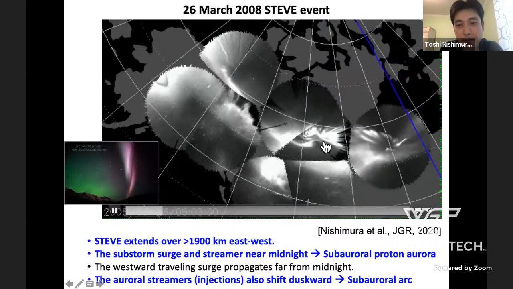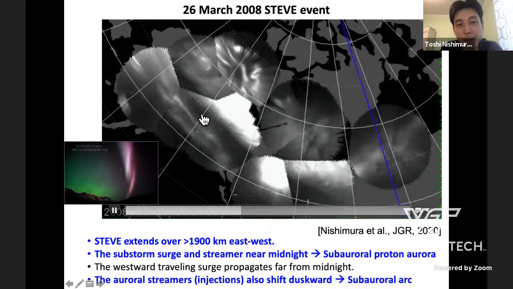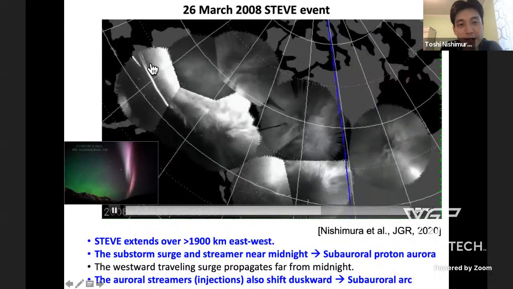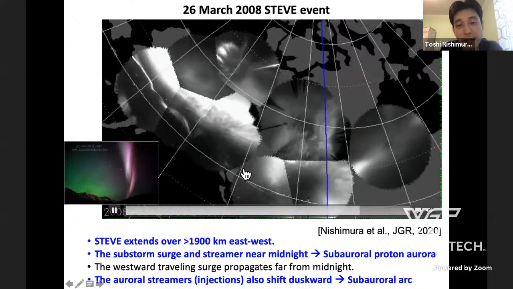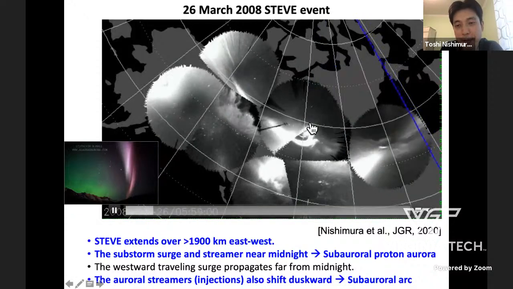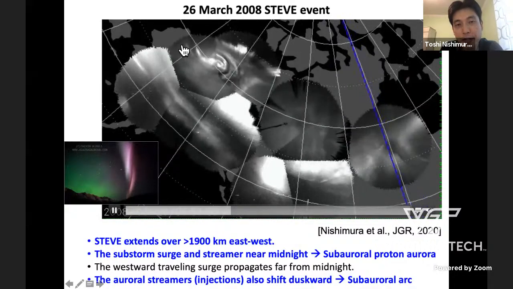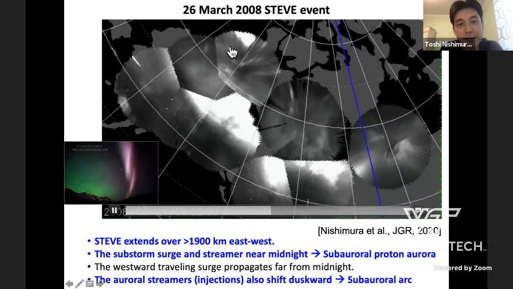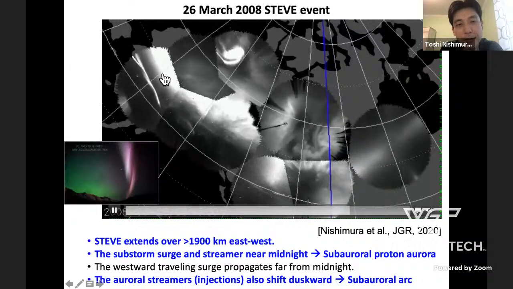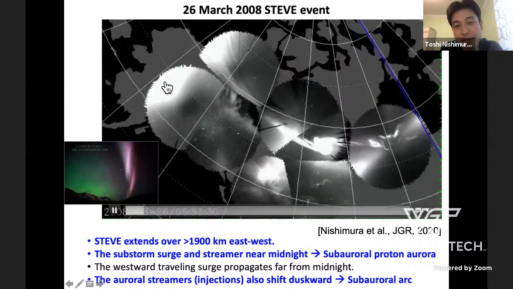First, the substorm onset happened near midnight, shown by this blue line. There's no STEVE yet. These are subauroral proton aurora. But once the substorm feature extends over the Alaska area, then we start to see this STEVE emission. And this substorm looks somewhat different from the regular substorms because the nightside aurora is not really confined near the pre-midnight region, but the auroral surge quickly propagates far away from midnight, and a lot of auroral intensifications called streamers and surges are going far away from midnight, like 20-hour local time. As soon as the surge gets to Alaska, then we start to see this STEVE feature.